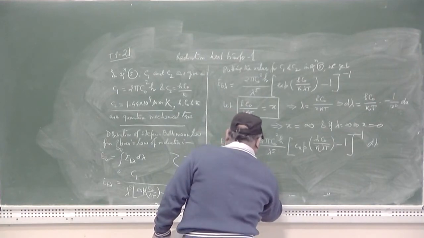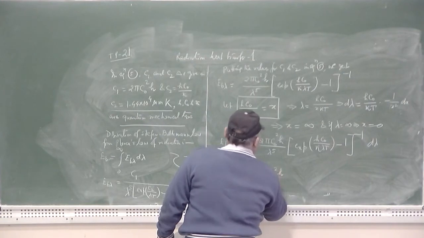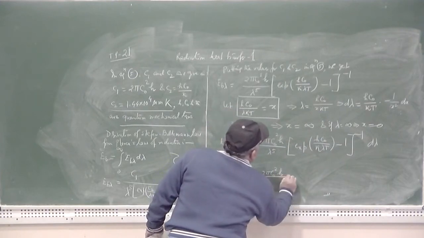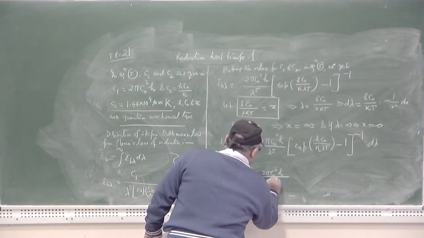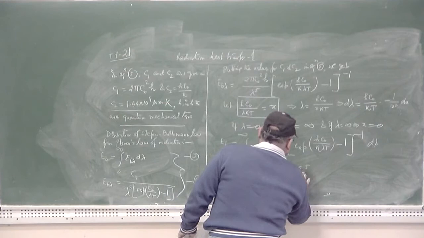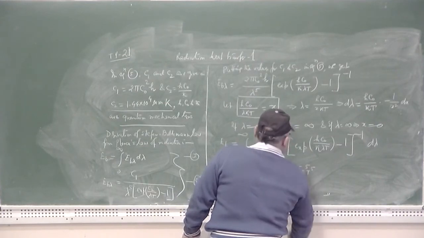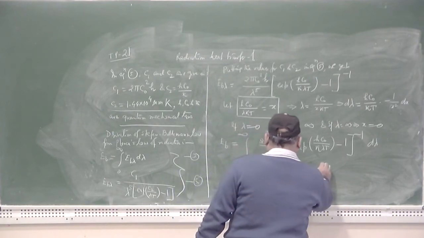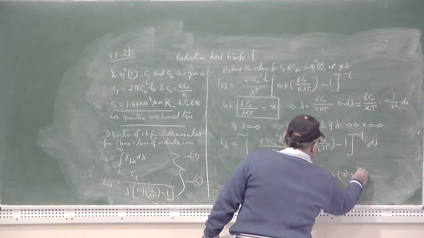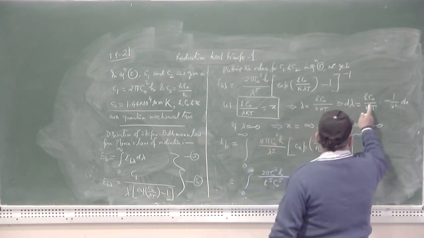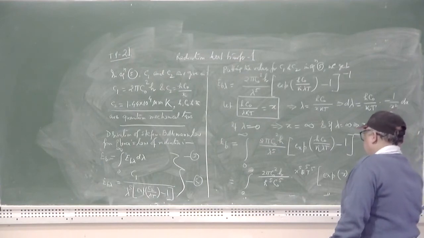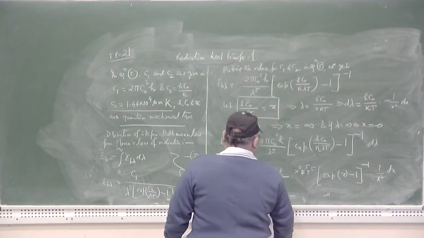Into 2π C0 square into h, and the value of λ is h C0 by x kT, raised to the power 5. So, that means h to the power 5 C0 raised to the power 5 into x to the power 5 k to the power 5, this into exponential x minus 1 raised to the power minus 1. And what is the value of dλ? Value of dλ is 1 by x square dx, keeping the sign here.